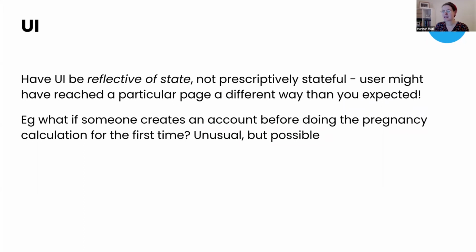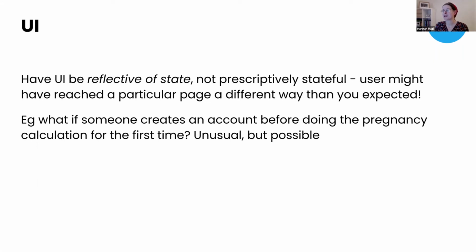Another thing that I realized is that UI should be reflective of state, not prescriptively stateful. I ran into a bit of an issue when I had a couple of people testing out my app, and one of them created an account before she did the pregnancy calculation for the first time, which I hadn't expected. I thought that first someone's going to do the calculation and get a little emoji result, and then they'll be like, that's cool, I'd like to create an account to preserve this. But actually she logged in and created an account first. So I had to make sure to handle that kind of thing throughout the app.